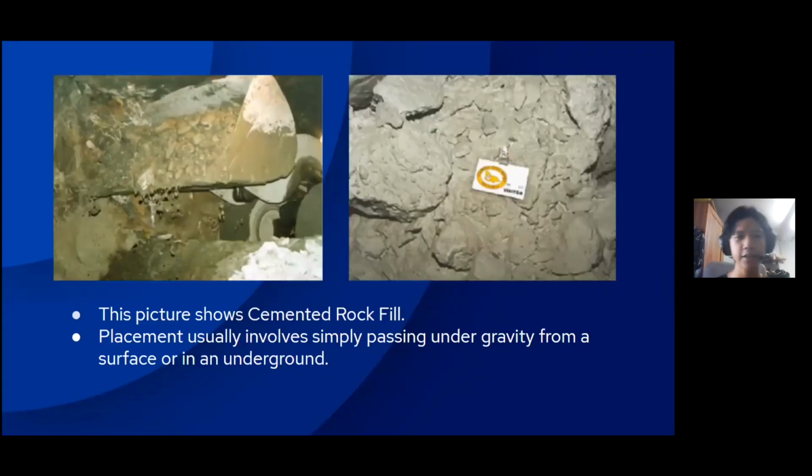So this picture shows a truck fill. The left one is being placed by the truck. If you can see, there's, I think, an excavator or maybe a bulldozer. It moves the rocks to the hole. For the right one, as you can see, there is a cemented rock fill. It's mixed with some binders or cement. Placement usually involves simply passing under gravity from a surface or in an underground.